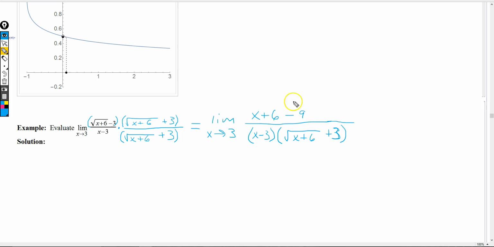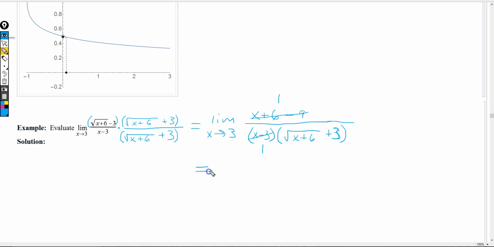Now notice what we have in the top here. This is x plus 6 minus 9. So the top is x minus 3, and that cancels with this x minus 3 down here, leaving 1 and 1. And that's typical for the rationalization technique. The part that was giving you trouble, because it was going to 0 as x was going to 3, cancels when we apply the rationalization technique. That's typically what's going to happen.